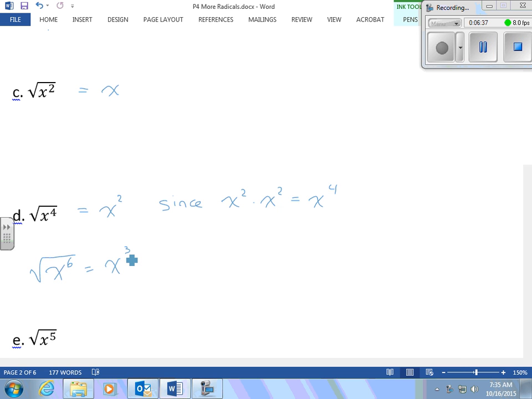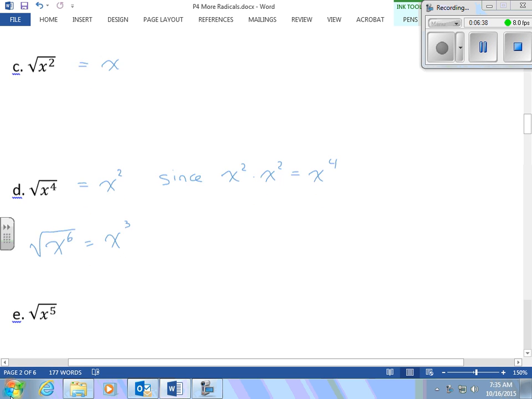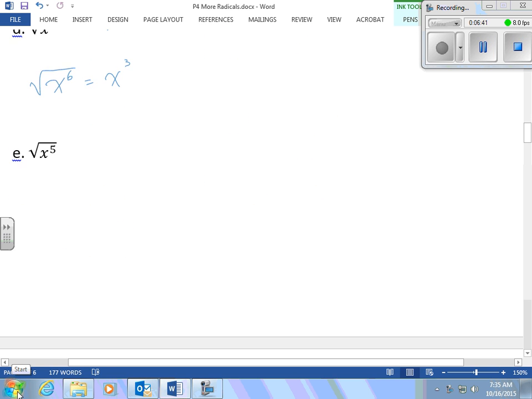Now let's take a look at x to the power of 5. It's not an even exponent, so I can't just cut it in half, but I can simplify it. If you think of how we simplified radicals before, we looked for perfect squares that would go into the radical. So if I think of perfect squares that go in there, well, x squared is a perfect square, and so is x to the power of 4.